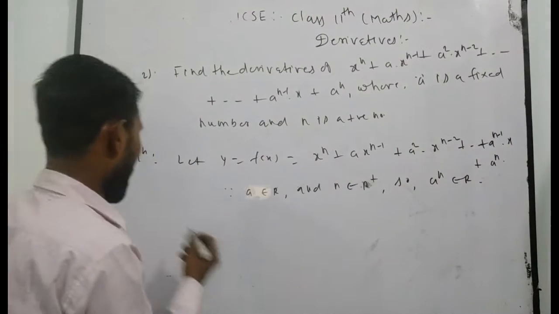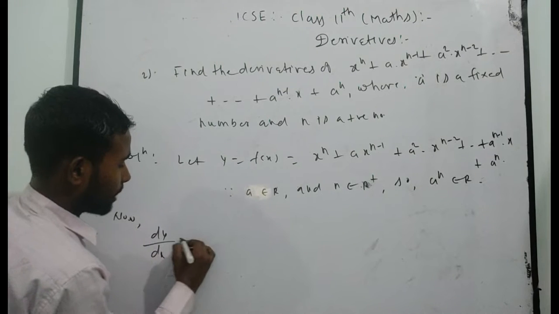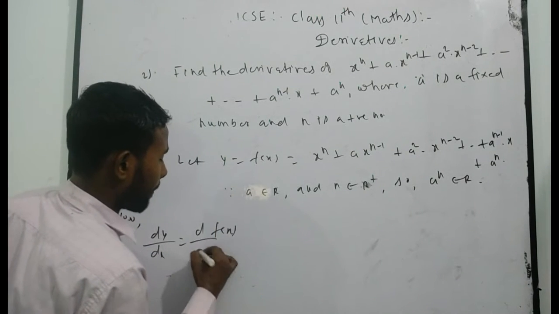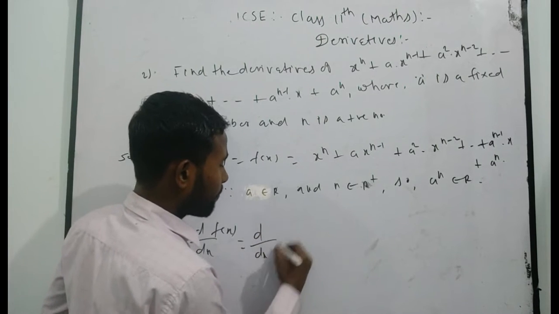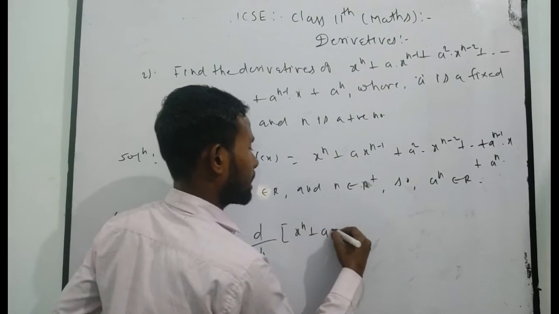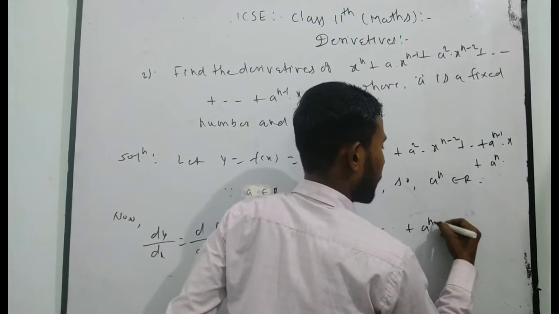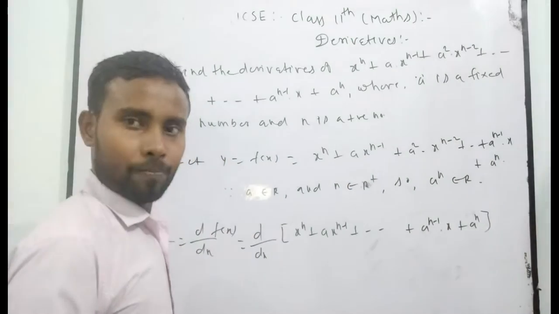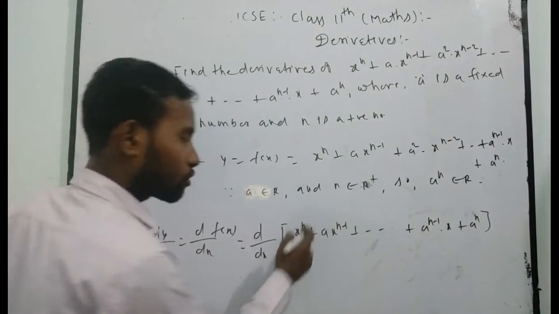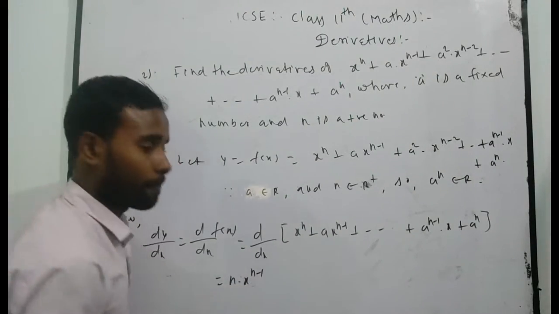Have you understood? Now we have to find the derivative of y with respect to x, which is the differential coefficient of f(x) with respect to x. We simply find the derivative of x to the power n plus a times x to the power n minus 1 plus dot a to the power n minus 1 into x plus a to the power n with respect to x. What is the formula? The derivative of x to the power n with respect to x will be n into x to the power n minus 1.